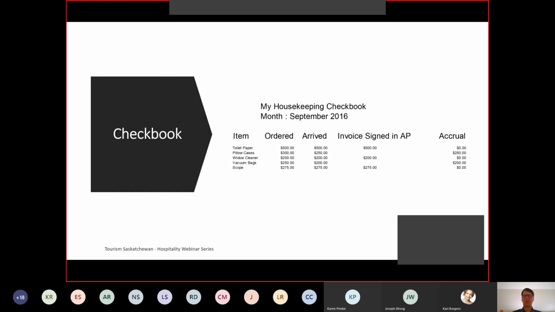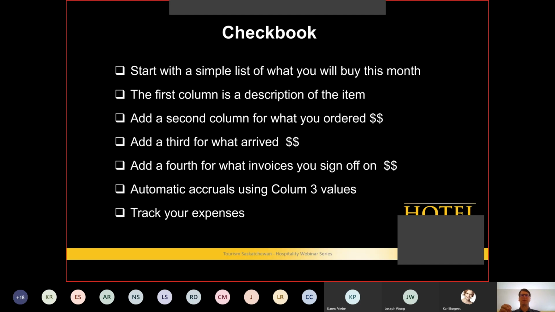What this also serves for at the end of the month is an automatic accrual that you can send on to accounting, so that when they ask you for your accruals, you don't have to start looking around your desk trying to figure out what's going on with all the things you bought. So you can see what's happening here. We want to create the list that allows us to know what we've bought each month. The first column is the description. The second is for what you ordered. The third is for what arrived. The fourth is for the invoice and whether or not it was received. And the fifth is the automatic calculation of the accrual.